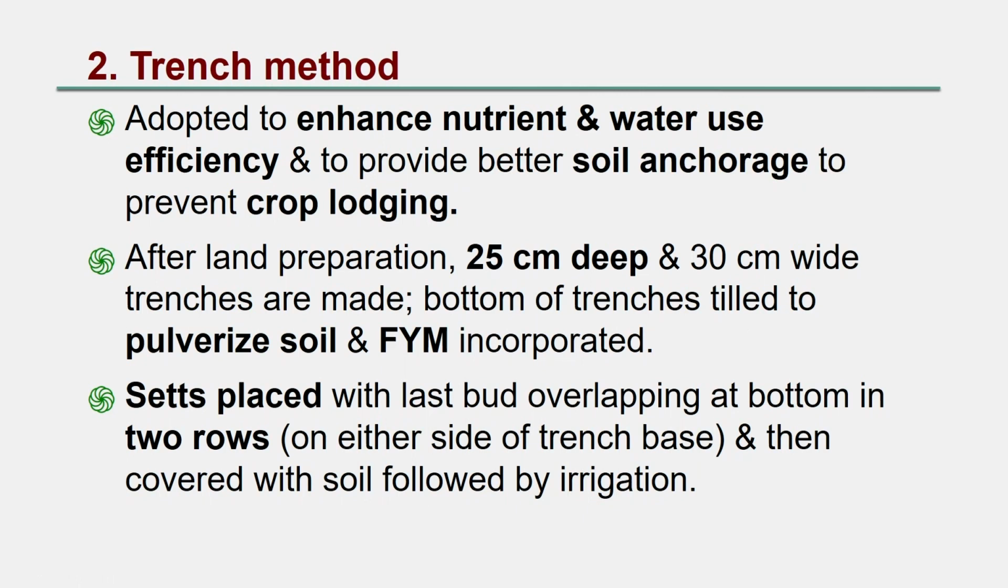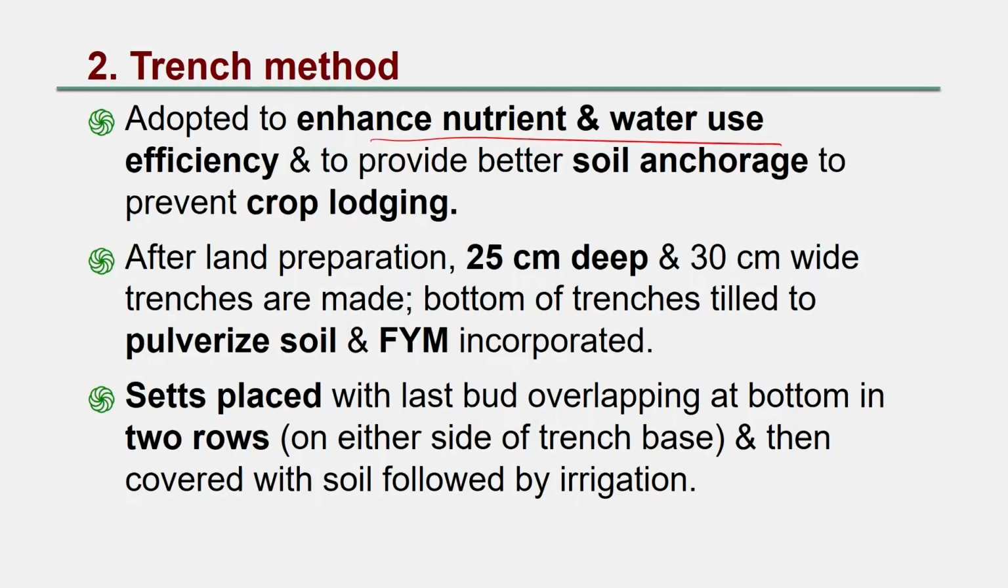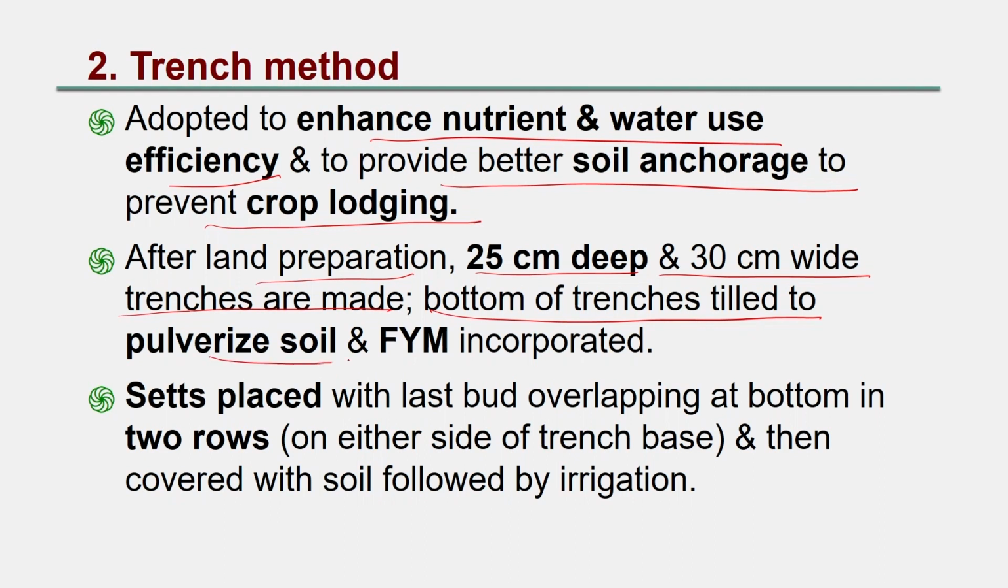Number 2 is the trench method, an important method, and it is finding increasing use in northern India. It is adopted to enhance nutrient and water use efficiency and to provide better soil anchorage to prevent crop lodging. After land preparation, 25 centimeter deep and 30 centimeter wide trenches are made. Means in place of furrow, now you make trenches, and the bottom of the trenches is tilled to pulverize the soil and FYM is incorporated.